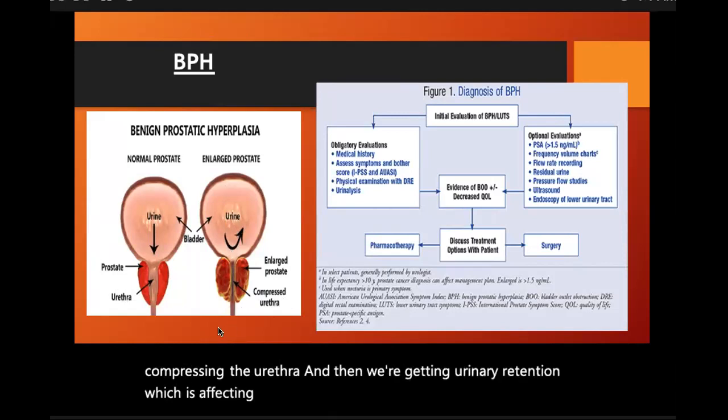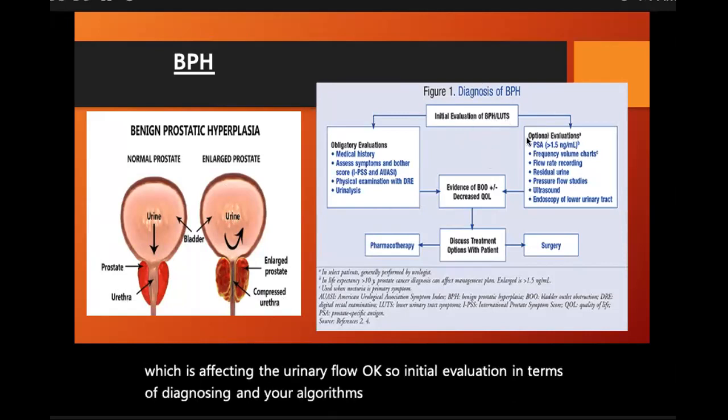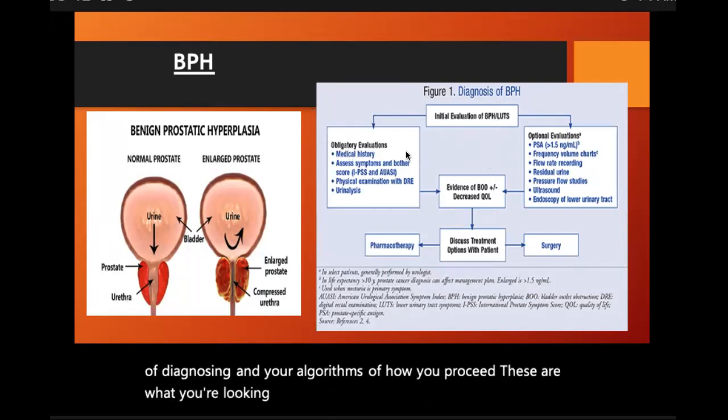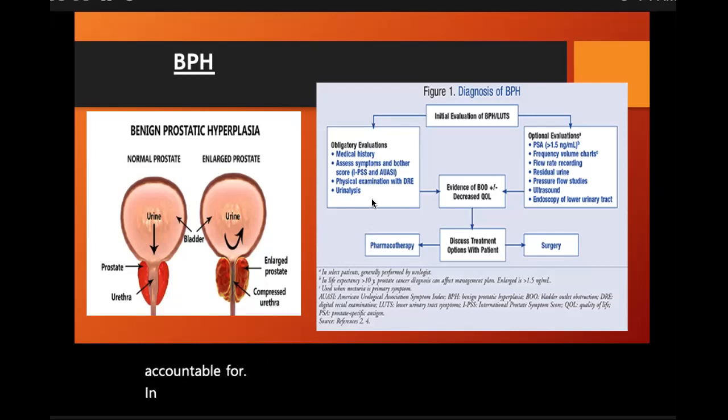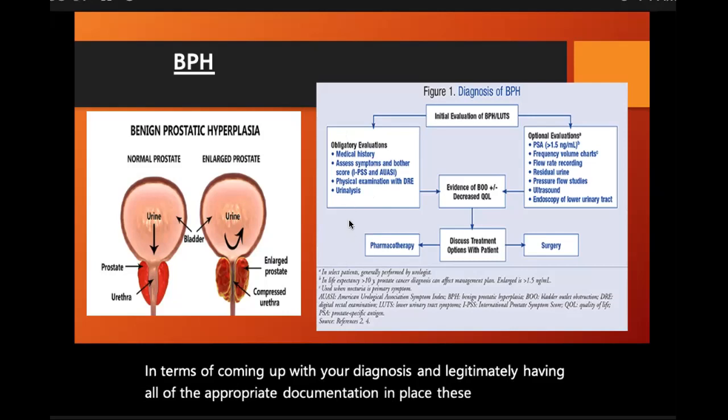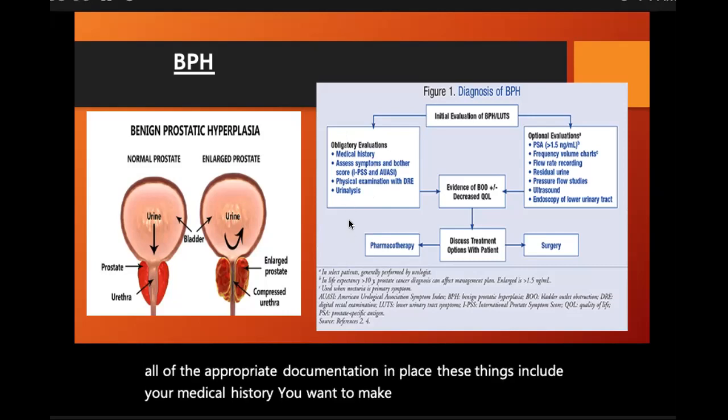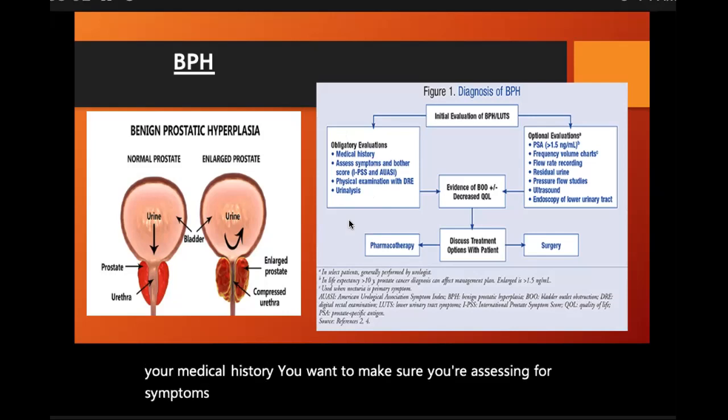Okay, so initial evaluation in terms of diagnosing and your algorithms of how you proceed. These are what you're looking at. You're looking at your obligatory evaluations versus optional evaluations. So obligatory meaning these are the basic standards that you will be held accountable for in terms of coming up with your diagnosis and legitimately having all of the appropriate documentation in place. These things include your medical history. You want to make sure you're assessing for symptoms, doing your physical exam with a DRE and a urinalysis.